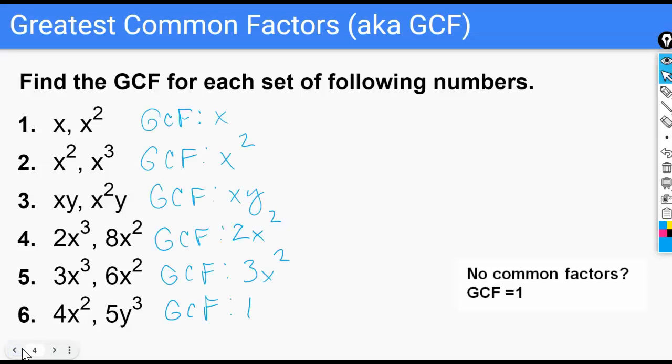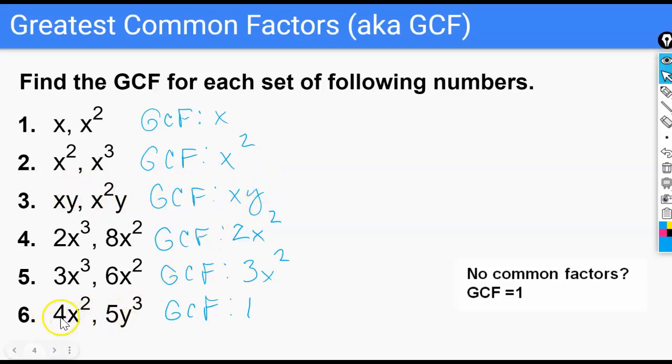Again, I hope you stopped the video and actually figured these out. What you're looking for is, if they do have coefficients, deal with the number first, then deal with the variables. So find the number that will go into both of the numbers first, and then look at which variables they both have, and what is the lowest exponent on that variable. Here they did both have an x and they both had a y, but the first power was the smallest exponent on both of those.